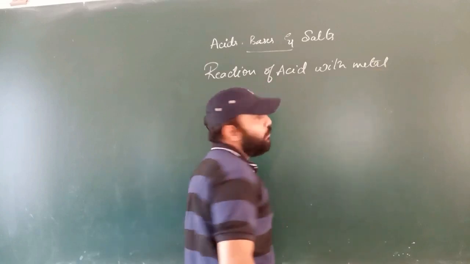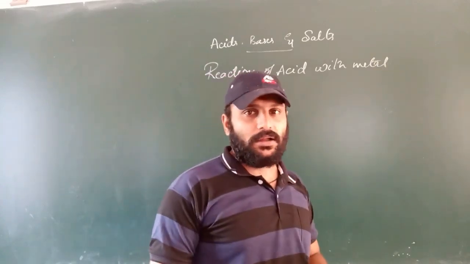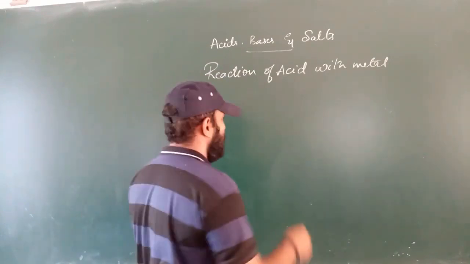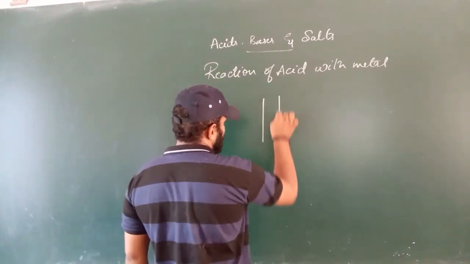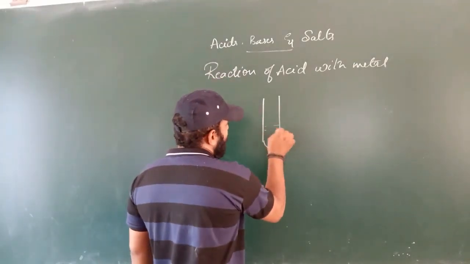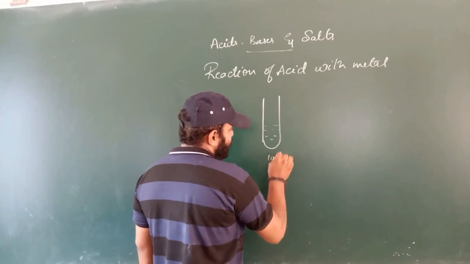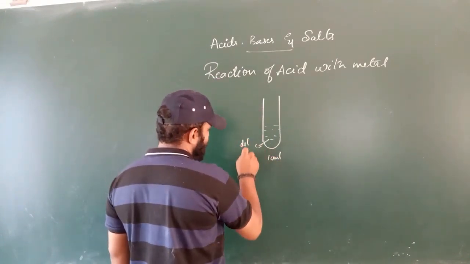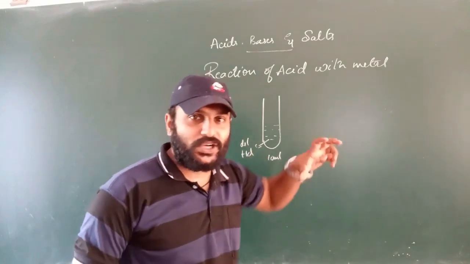So here we require one acid. What will I be taking? Dilute HCl. I will take one test tube and add 10 ml of dilute HCl into that test tube.